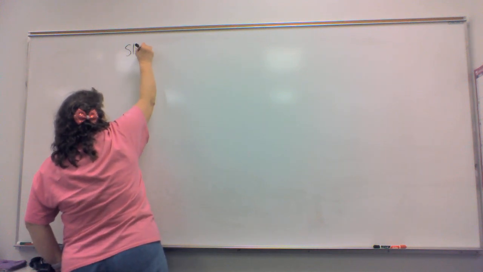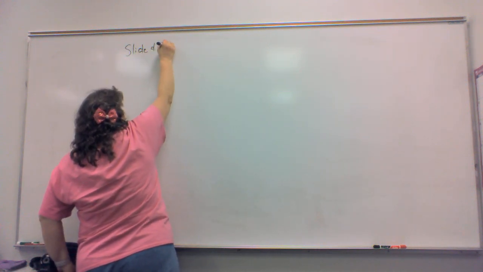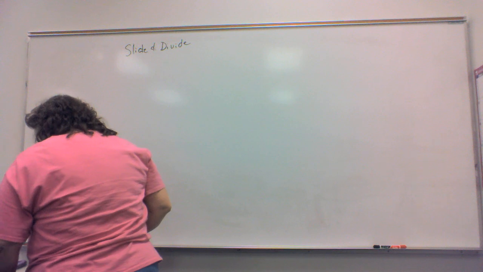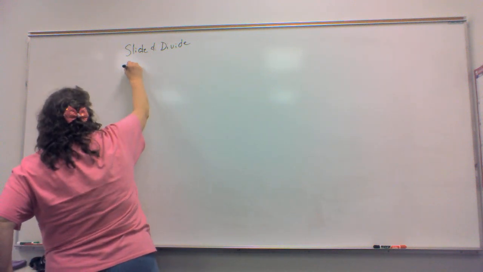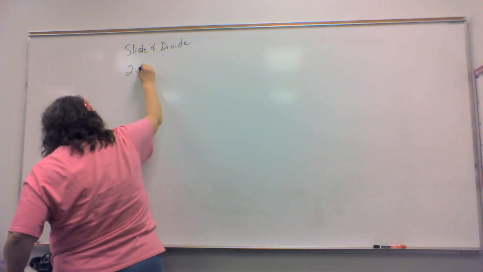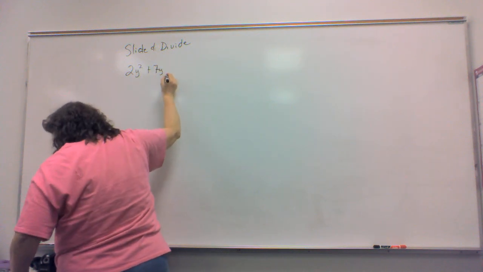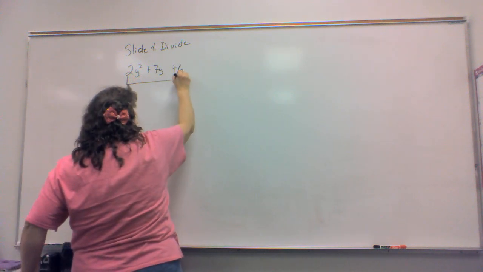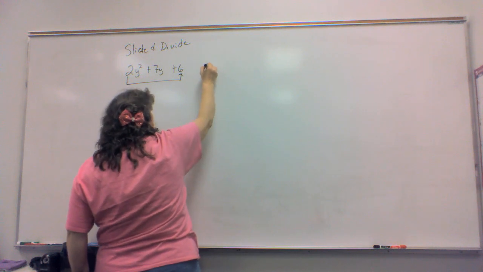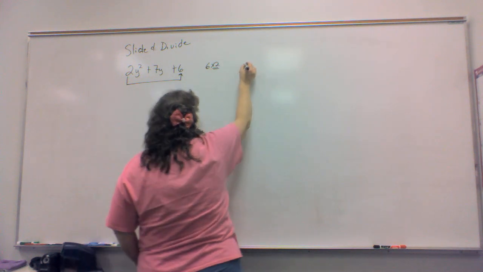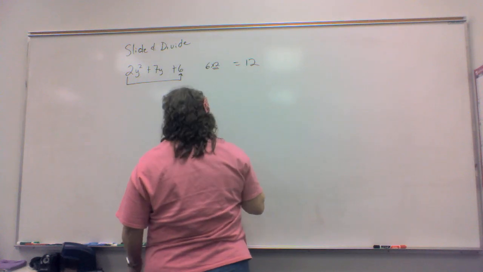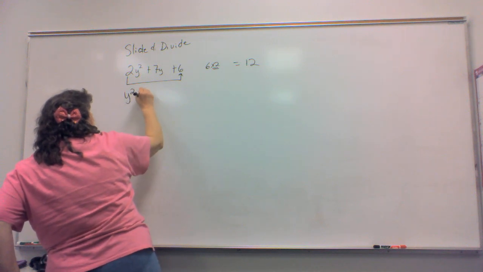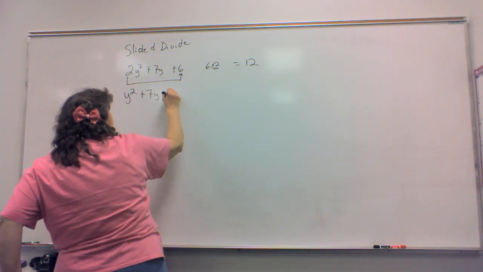Slide and divide. Okay? So we're going to do the same two problems so you can compare. 2y squared plus 7y plus 6. The first step is to slide the 2 over and multiply it times the 6. So you end up with 6 times 2, okay, which is equal to 12. Now you're going to rewrite your problem because the 2 isn't there anymore. You have y squared plus 7y plus 12.